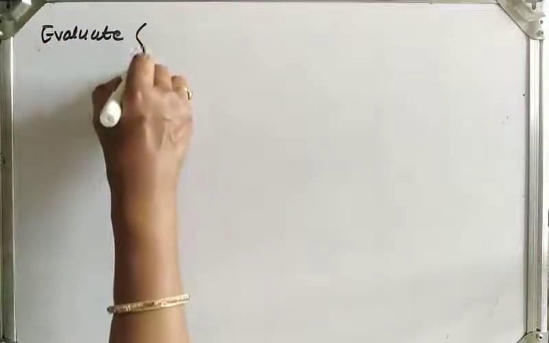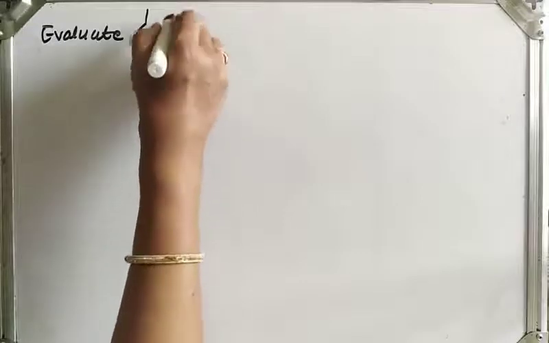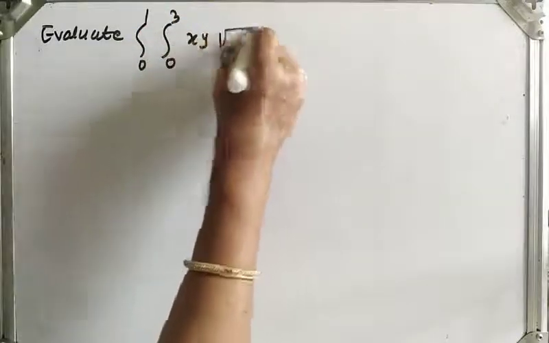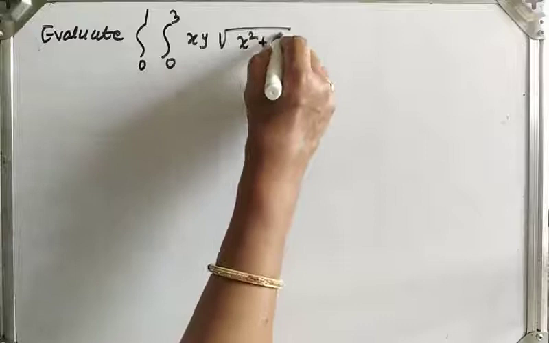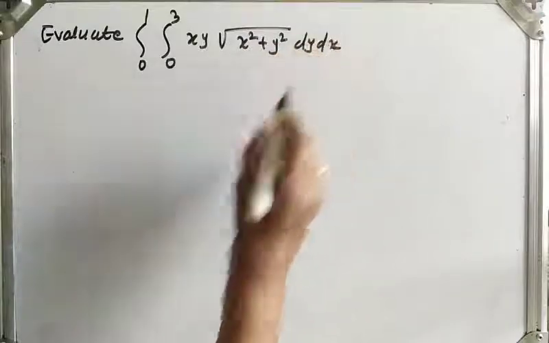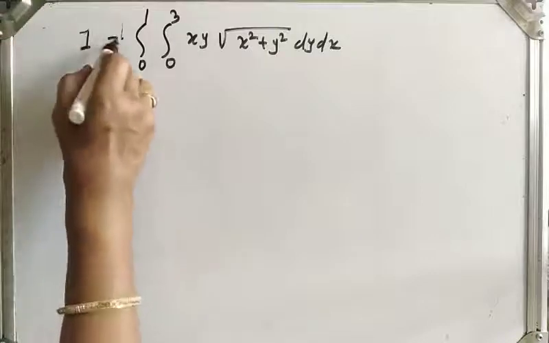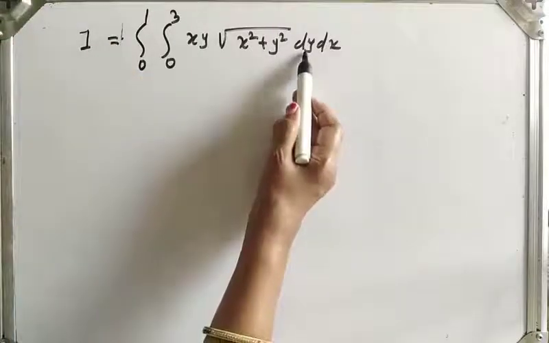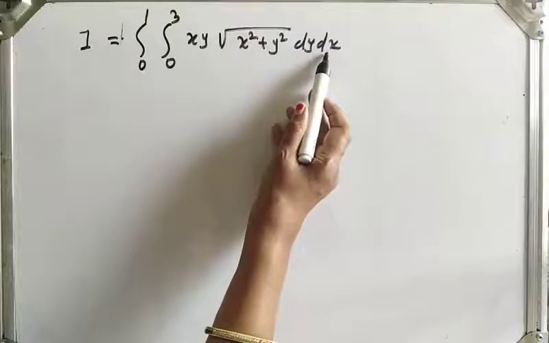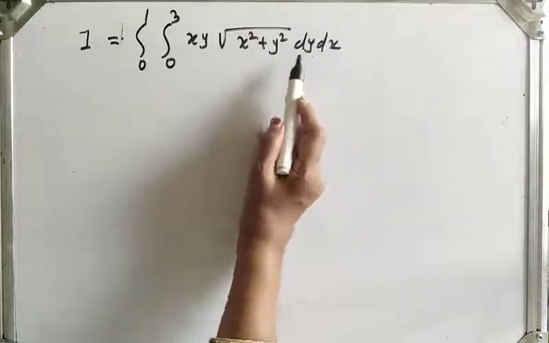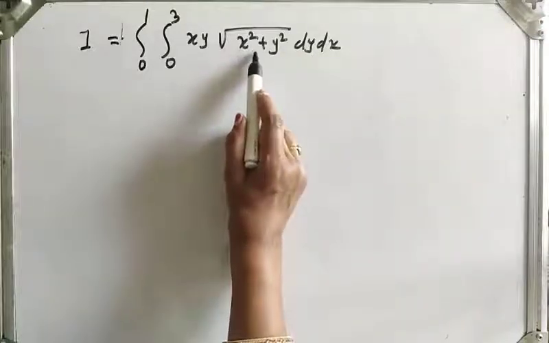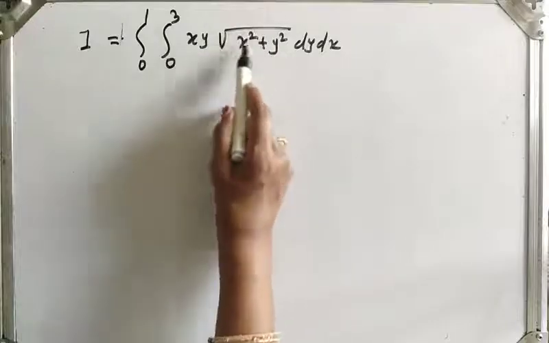Evaluate the integral from 0 to 1, 0 to 3, of xy square root of x square plus y square, dy dx. So let I be equal to this given integral. First we will integrate with respect to y and then with respect to x. Now, while integrating with respect to y, what is the derivative of x square plus y square?